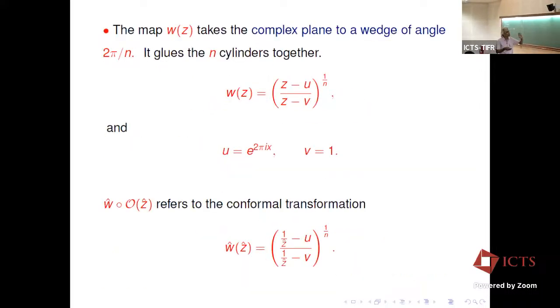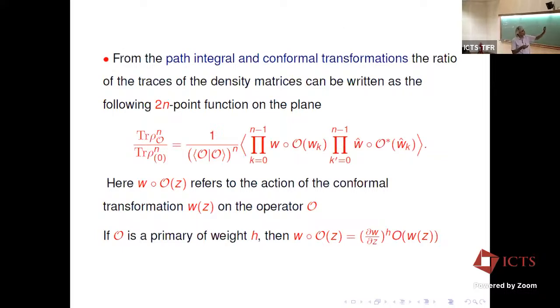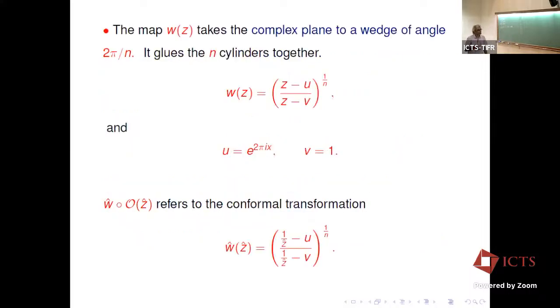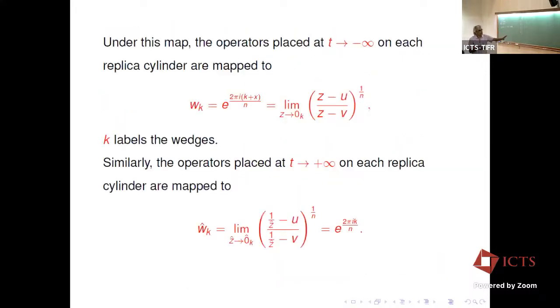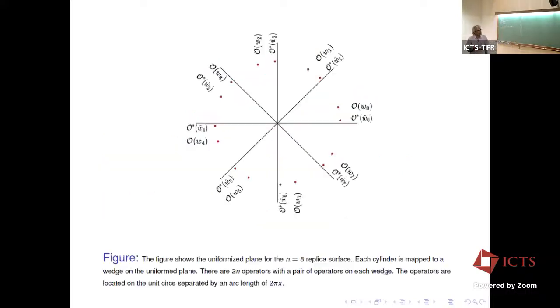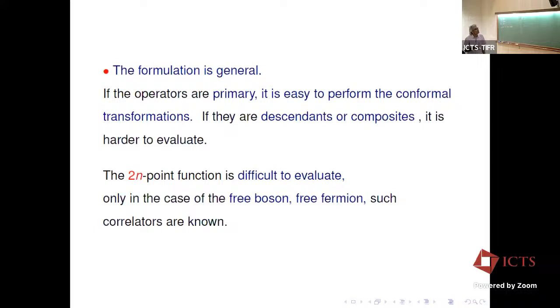And also, you have to remember that we are evaluating the entanglement, this ratio of these density matrices. This is the vacuum. So we are subtracting out the contribution from the vacuum. So when we evaluate this, we won't see the c/3 log term. We will get the extra terms. So this is the map, and just to be explicit, here are the maps. So the formulation is general. If the operators are primary, it is easy to perform these conformal transformations. If they are descendants or composites, it's harder. But in principle, you can evaluate it if you are persistent.